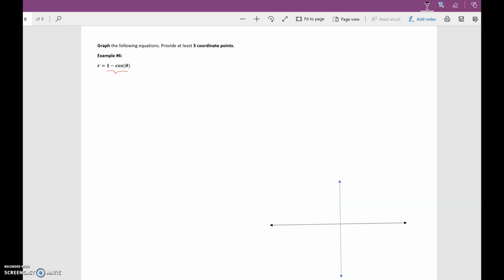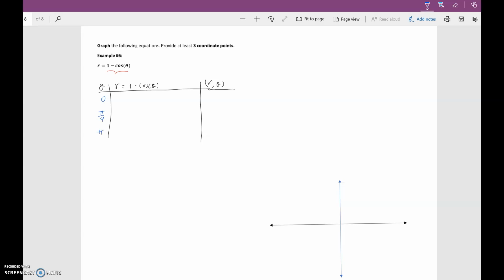So I'm just going to create a table. This is going to be our angle, and then r is equal to 1 minus cosine of theta, and then we're going to be collecting r comma theta. Keep in mind that your coordinate point is r, theta, so that we don't accidentally put it backwards. These are the coordinate points that I want to evaluate, just so that we get an idea of what this one looks like. So let's start at 0, and then maybe pi over 4.